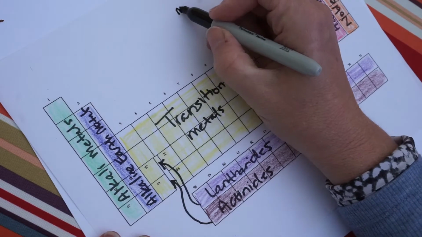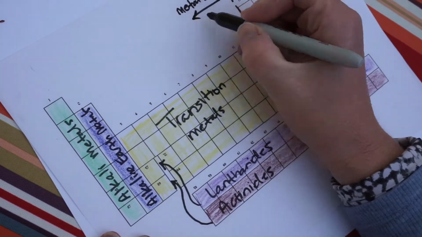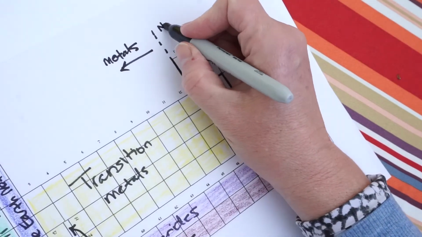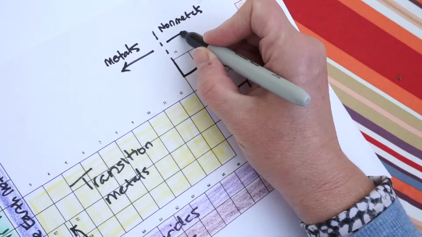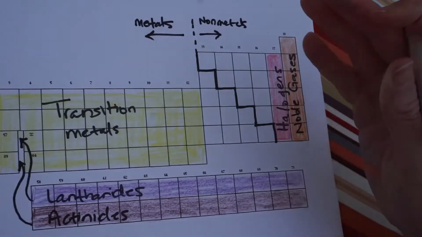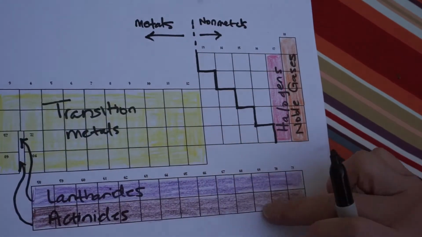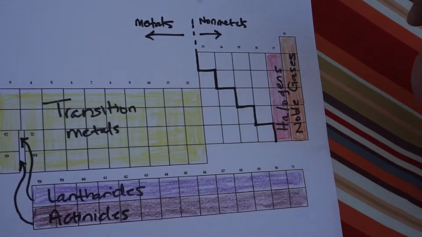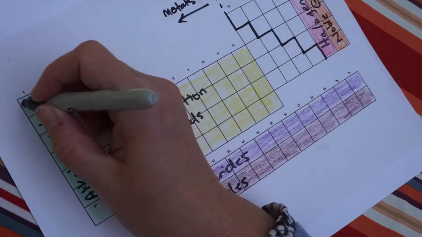the metals are to the left of that dotted line and the non-metals are to the right of that dotted line. So everything to the left of this stair step is a metal, including the lanthanide and actinide series, with one exception, and that one exception is hydrogen.